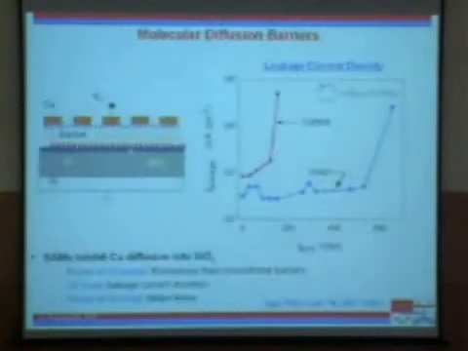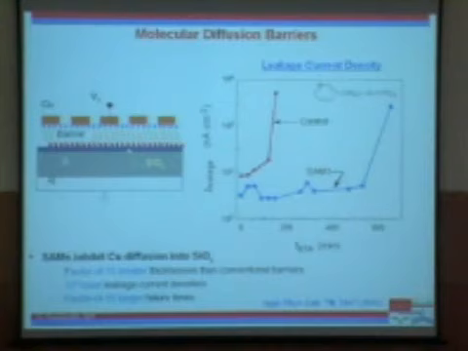So we actually make metal oxide semiconductor structures to study the diffusion, or the transport, of copper across. When we have no molecular layer in between, you can see that the leakage current goes up rather quickly, and this corresponds to the breakdown of the SiO2, and this happens at rather low times. But once I put in a single molecular layer, and the thickness we are talking about is 1 nanometer, 2 nanometers max, you can see that the failure is postponed, and also the leakage currents are much smaller.